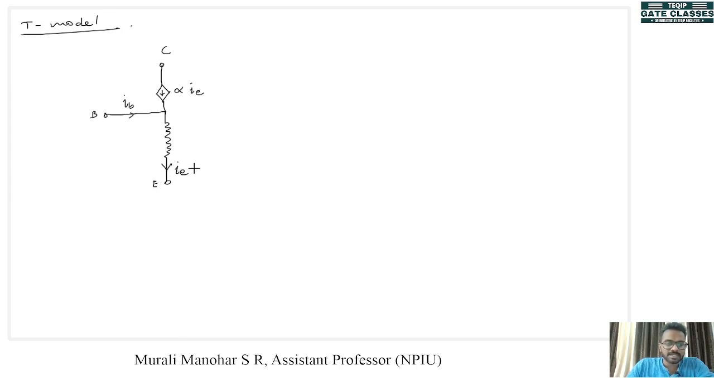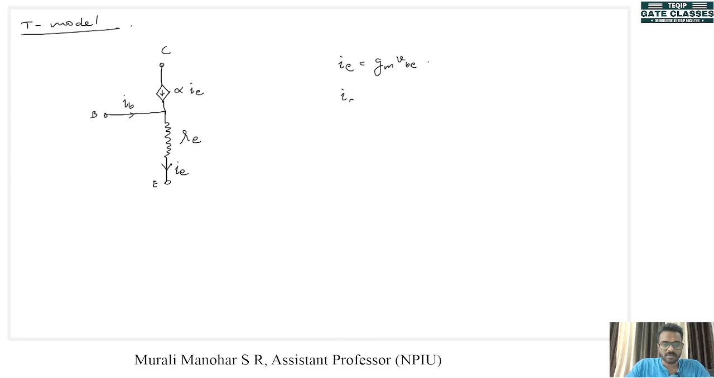Now this resistance is the resistance when we look into the base emitter junction through the emitter. What will be the value of this resistance? This will be RE. So this T model is also called the RE model, and this is the model with the base, collector and emitter. Now we know that IE is equal to GMVBE.